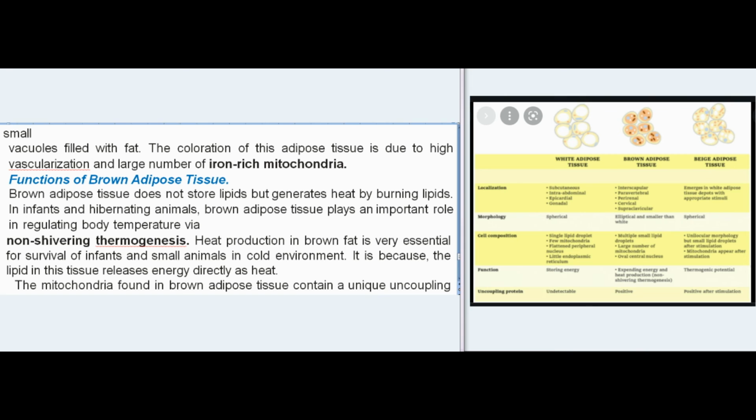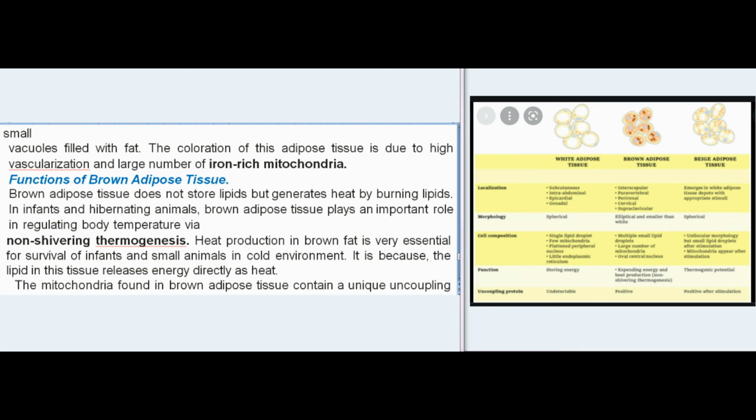In infants and hibernating animals, brown adipose tissue plays an important role in regulating body temperature via non-shivering thermogenesis. Heat production in brown fat is very essential for survival of infants and small animals in cold environment. It is because the lipid in this tissue releases energy directly as heat.